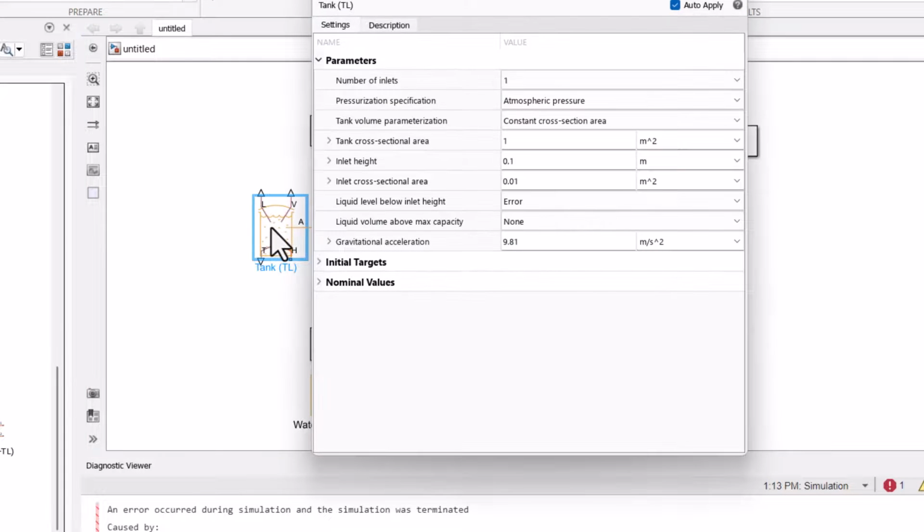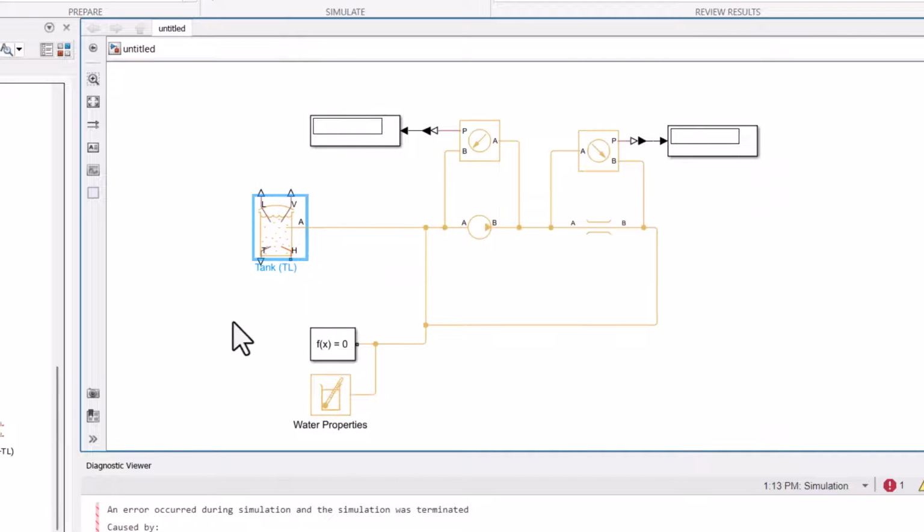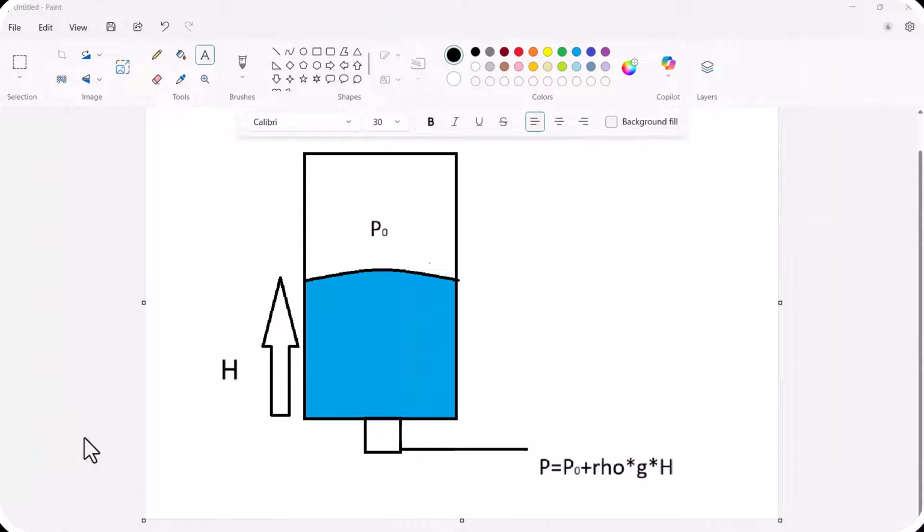Before I change the settings of this tank, I want to take a moment and talk about the equations of the tank and how MATLAB is going to solve the equations for my thermal liquid tank. Here's a figure of a tank, and I want to talk about how MATLAB calculates the pressure of this tank. Imagine this tank is filled with water to a level equal to H. And above the water level, there is a gas at atmospheric pressure, P0.